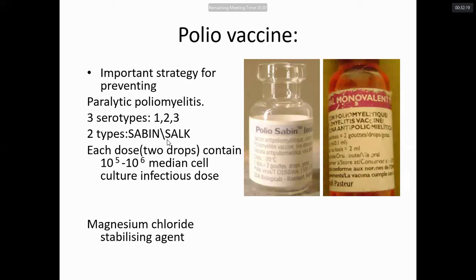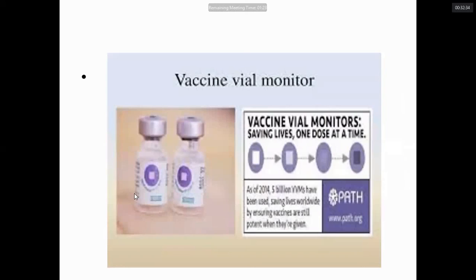There are 2 types, Sabin and Salk. Sabin is oral polio vaccine and Salk is injectable vaccine. Each dose, 2 drops, contains 10 to the power 5 to 10 to the power 6 median cell culture infectious dose, and magnesium chloride is used as a stabilizing agent.